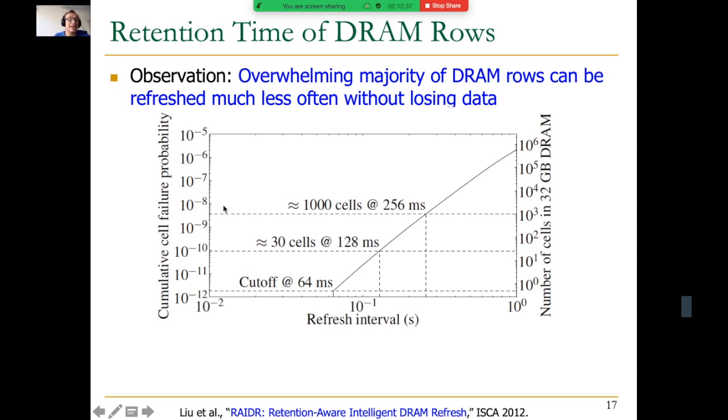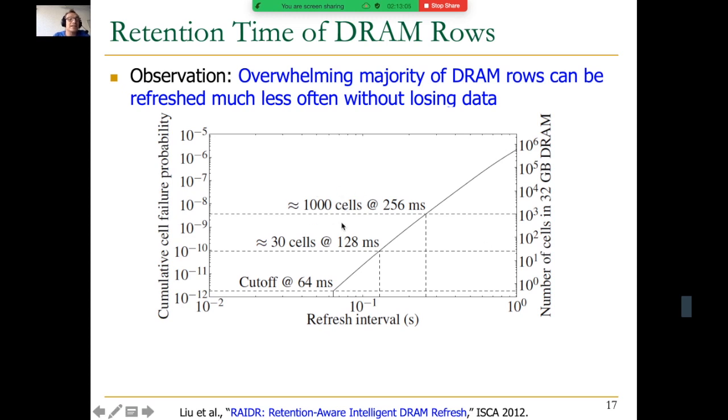So let me give you another example. This is actually data from Samsung, which we verified with our infrastructure. This is the refresh interval, and this is the cumulative cell failure probability, as you can see. And this is the number of cells that fail in a 32 gigabyte DRAM system. So the cutoff is at 64 milliseconds. Only 30 cells fail if you increase the refresh interval to 128 milliseconds in a 32 gigabyte DRAM system. 30 cells. They're randomly distributed, it turns out, on the DRAM chip.